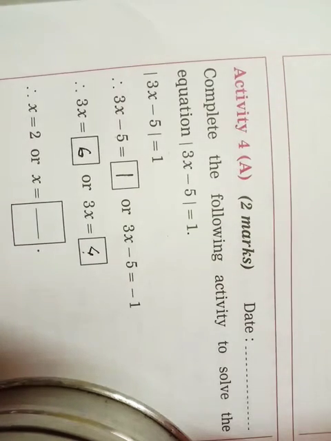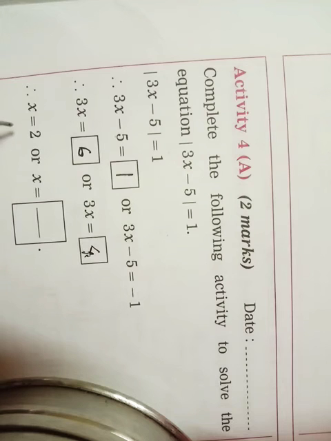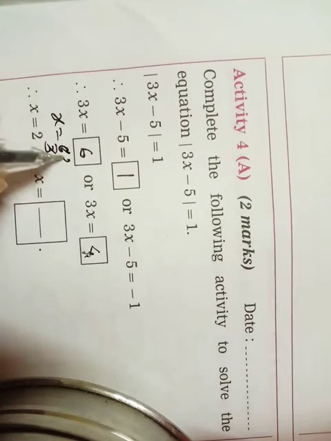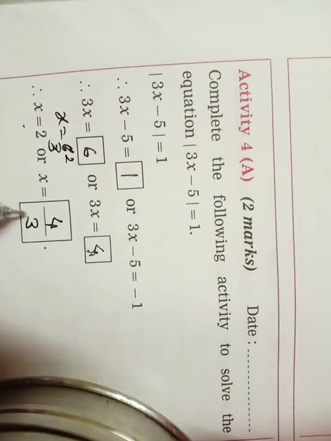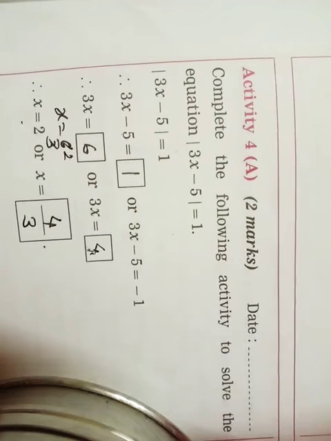So you have 3x is equal to either 6 or 4. So divide by 3, what you will have? x is equal to 6 upon 3, so that will be 2. So x is equal to 2 or x is equal to 4 upon 3. Is it clear? Now next one.